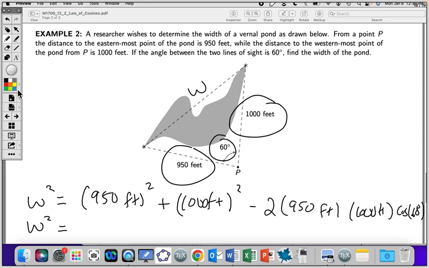Now, one thing to notice here is that, unit-wise, we'll get feet squared from here, feet squared from here, and then feet squared from here. The 2 and the cosine are going to be dimensionless. Okay, so we can go ahead and work this out.